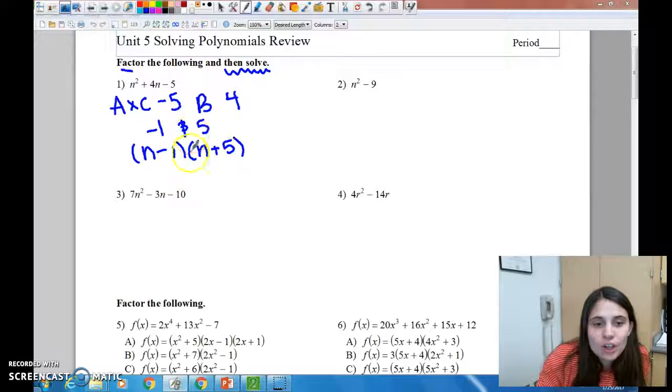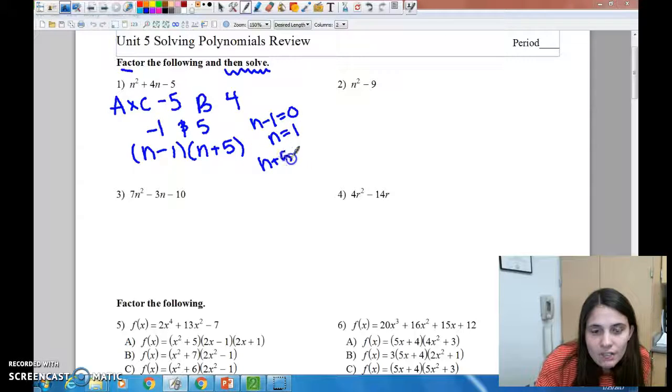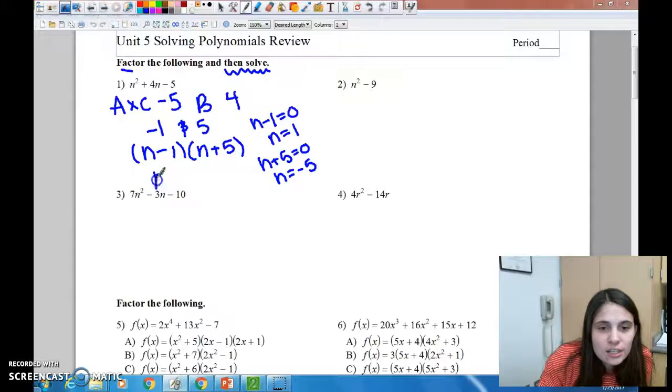Then if I come back and look at the instructions, this says to factor and then solve. So I need to make sure I solve these. So if I set n minus 1 equal to 0, I can add 1 to both sides, and n equals 1. If I set n plus 5 equal to 0, I can minus 5 from both sides, and n equals -5. So my solution in this case is n equals 1 and -5, and then I'm done.